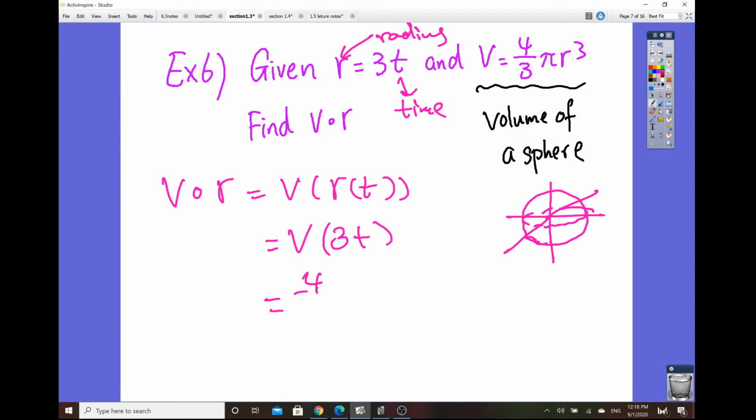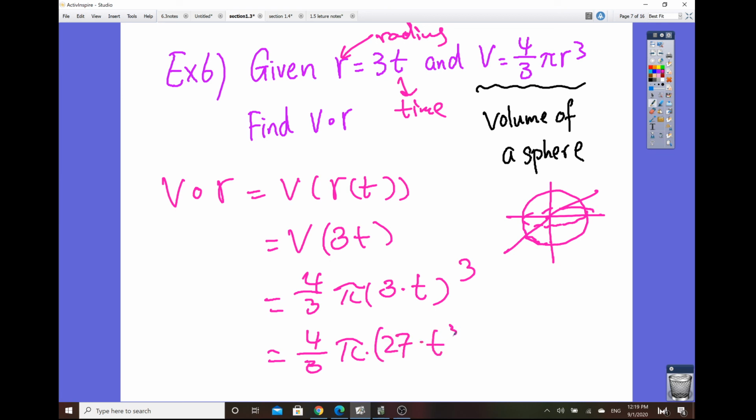So it's 4/3 pi. Instead of using radius, this time we're using 3t because we converted the radius with respect to the time already. And then don't forget the third power. So eventually it's 4/3 pi times, distribute the power. So we do have 3 to the power of 3, which is 27 t cubed. And then the rest of this we can just cross cancel. So 3 goes into 27 9 times, so the 3 is gone. So 4 times 9, which is 36. So 36 pi t cubed. And that would be considered the final V of R of t.